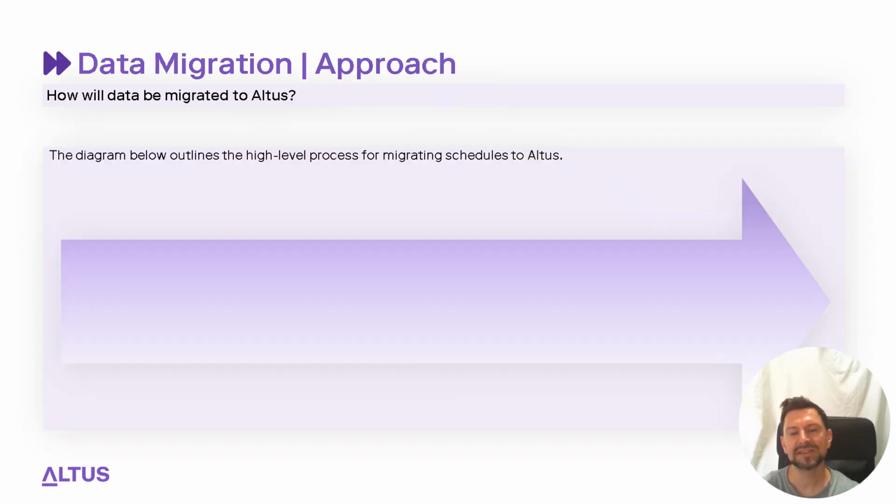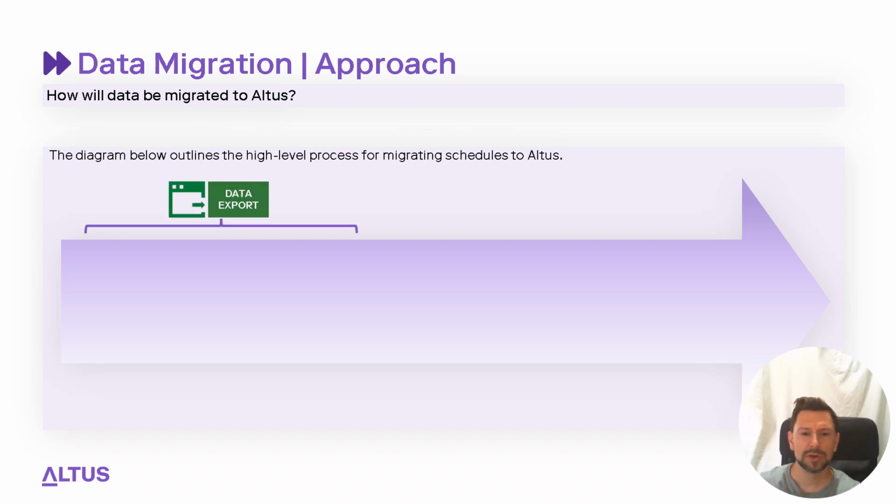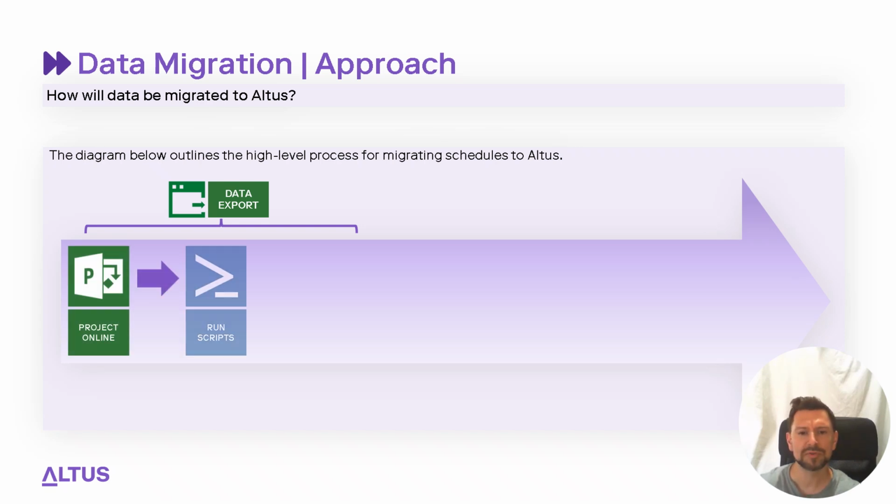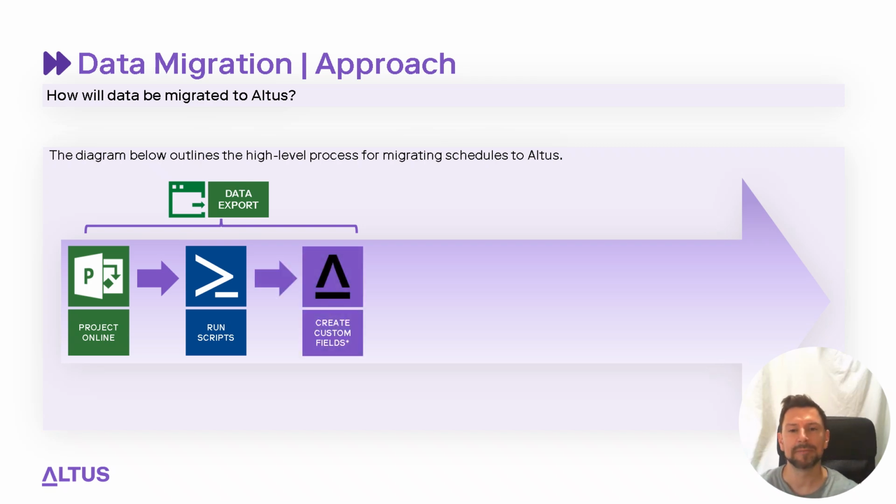So what is the approach for the data migration? So we start off with the data export. So this is where we will connect to Project Online and SharePoint Online as well. We've got some scripts which will basically be run, and this will export all of the information. Once that part of the process has been completed, the next step here is to go into Altus and create all the required custom fields, so project, resource and task level, but also for the lists as well.